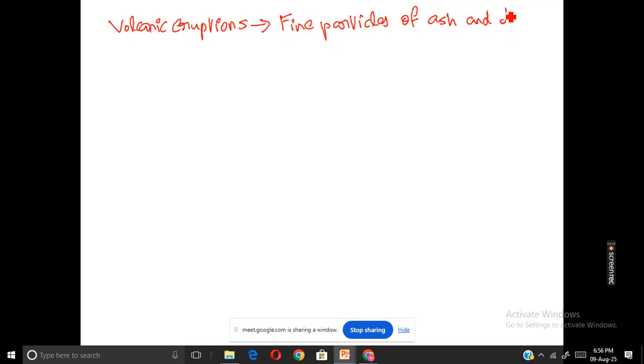Why do volcanic eruptions lead to climate change? During a volcanic eruption, a large amount of fine particles of ash and dust will be ejected into the atmosphere, and a large amount of sulfur gases will also be emitted.